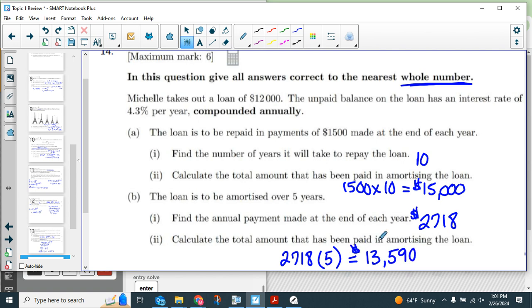Well, N stands for the total number of payments. In this case, she's only making one payment per year, so those are the same, right? But you're going to have to be very careful. If she's making monthly payments, N would be 12 times the number of years, right? So it doesn't matter that we're using our rounded answers in the first row.